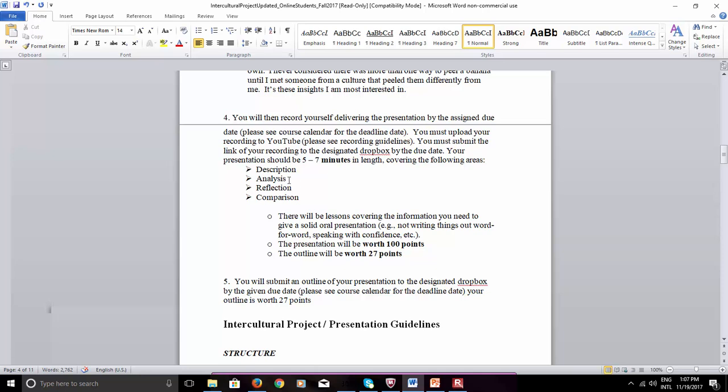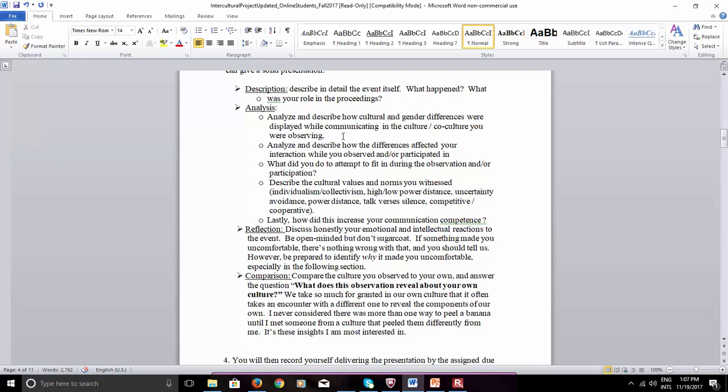Something you must remember is that if we go up to each of these points, I give you information that I expect to hear throughout the point you're making. So for the description, you should describe in detail the event itself, what happened, and what your role was in the proceedings. This role in the proceedings simply means, were you an observer or were you a participant?